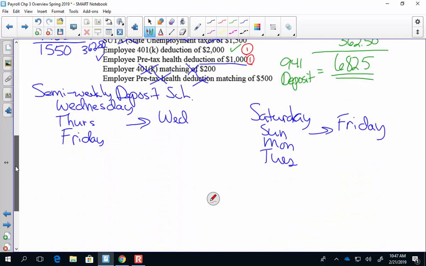which means what? You follow these rules. If you pay on Wednesday, Thursday, Friday, you have until the following Wednesday. If you pay your payroll on Saturday, Sunday, Monday, or Tuesday, you have until that Friday to make that 941 deposit. So hopefully that makes sense for everyone.